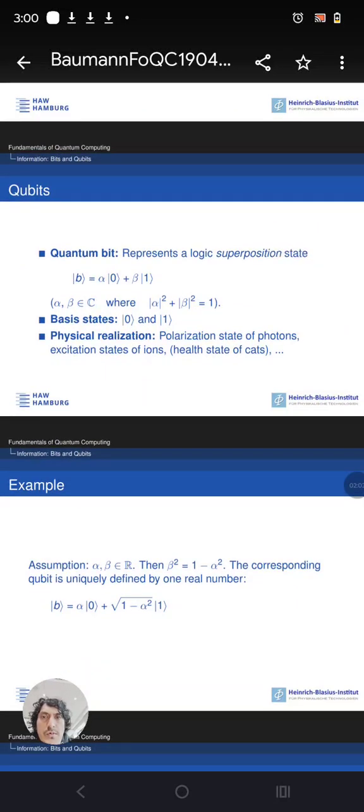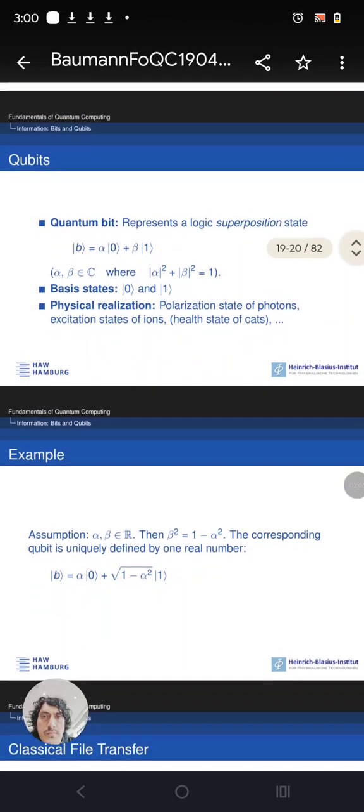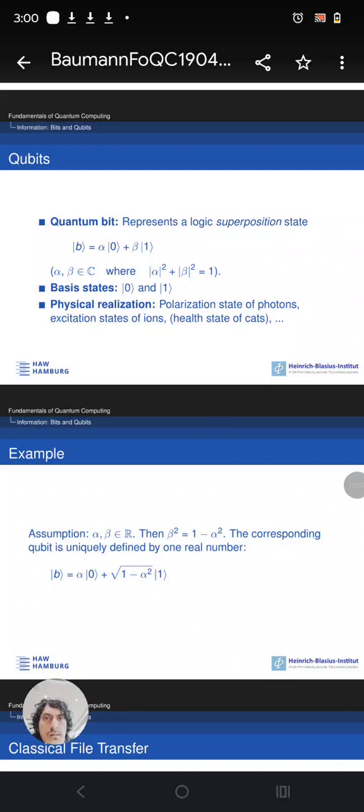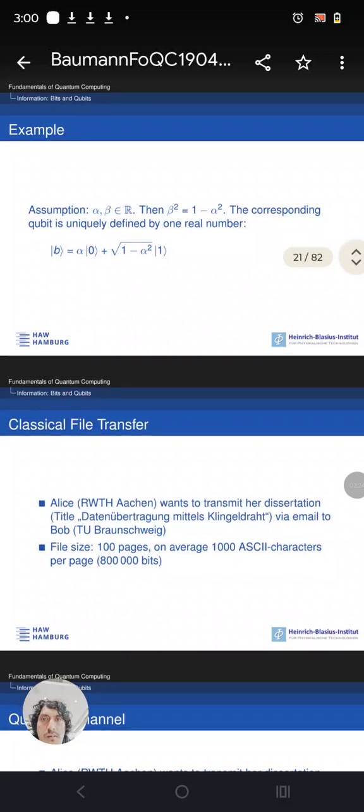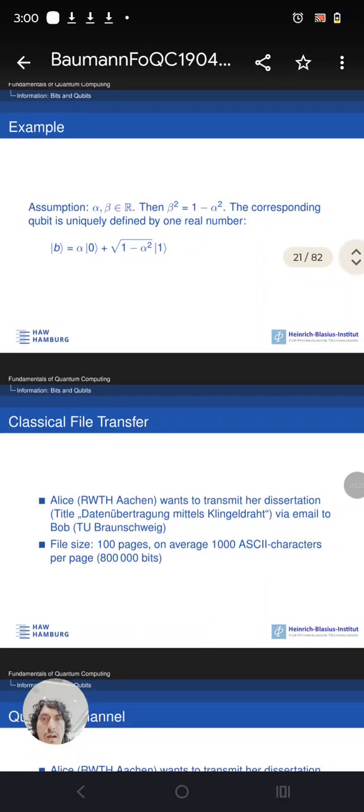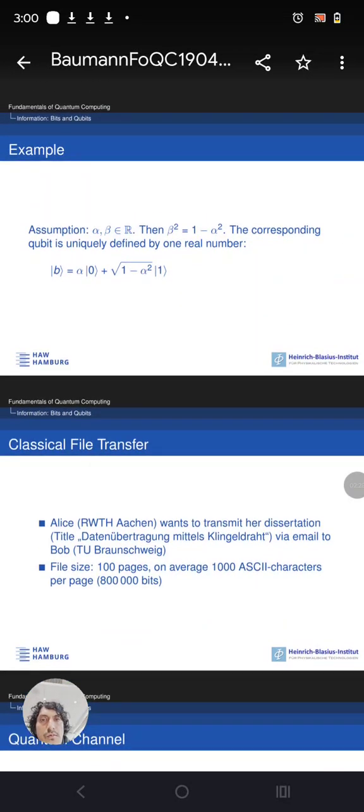So now we come to the definition of a quantum bit. It represents a logic superposition state: alpha|0> plus beta|1>, where |0> and |1> are the basis states, and alpha squared plus beta squared equals 1, of course. So these are the probabilities. Then we can also say that beta squared equals 1 minus alpha squared. So basically we have only one parameter, alpha.